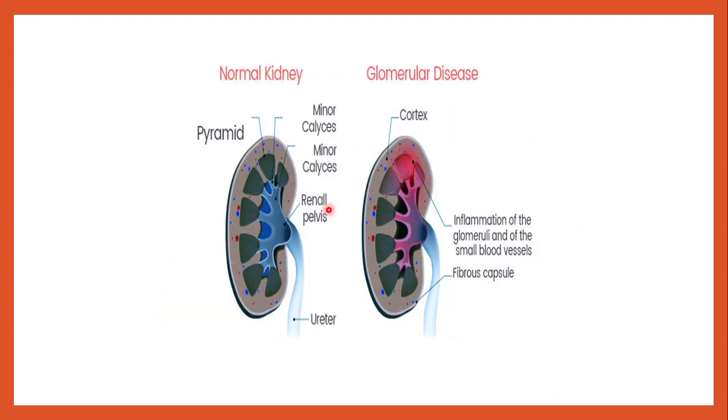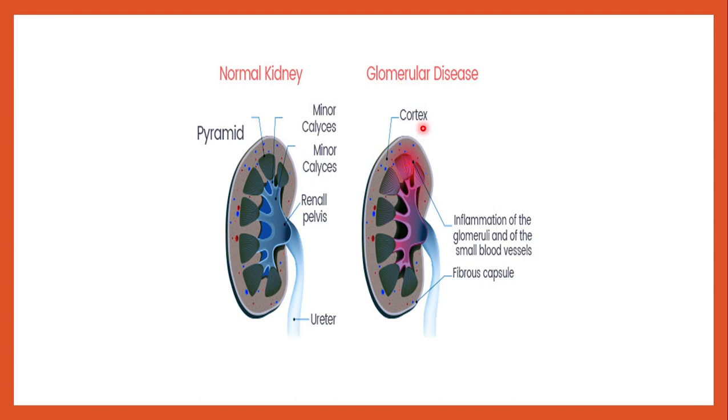Then there are glomerular diseases. The first portion of the nephron is called the glomerulus, meaning the capillaries that surround Bowman's capsule are the glomerular capillaries. If the glomerular capillaries are damaged or inflamed, along with some blood vessels, it can lead to a condition called glomerular disease.